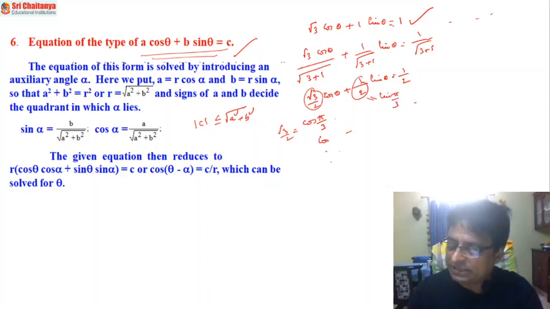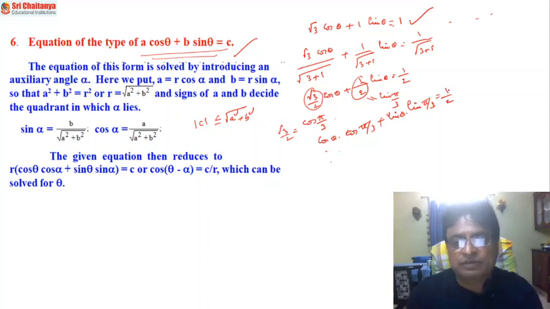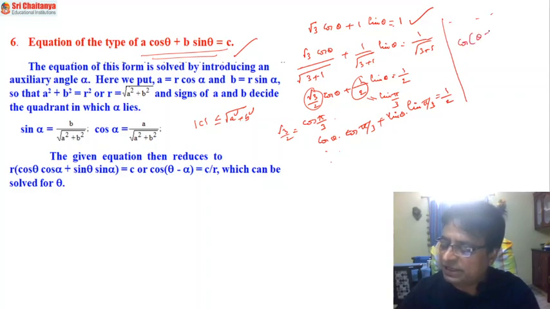So this can be written as cos theta cos pi by 3 plus sin theta sin pi by 3 equal to 1 by 2. Here my mod c is less than root of a square plus b square, so no problem. Finally this can be written as cos of theta minus pi by 3 is equal to 1 by 2. Now it is just like cos theta is equal to k. So this can be written as cos pi by 3 only.